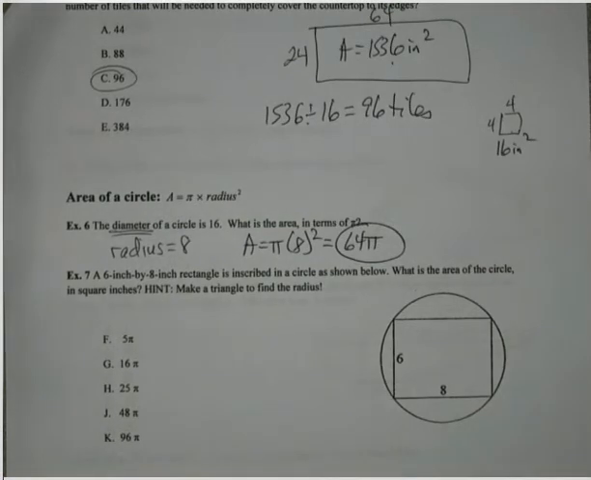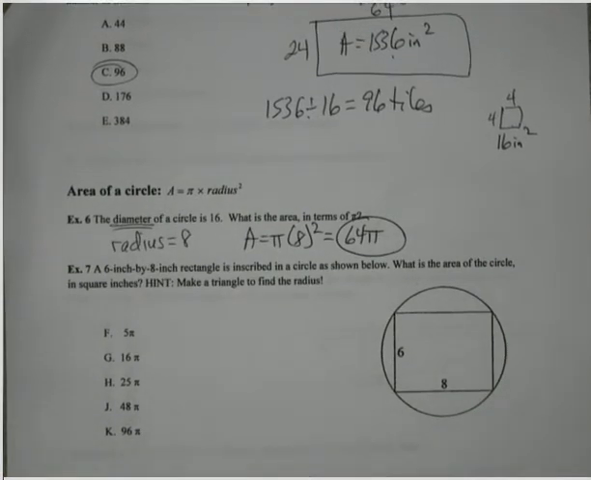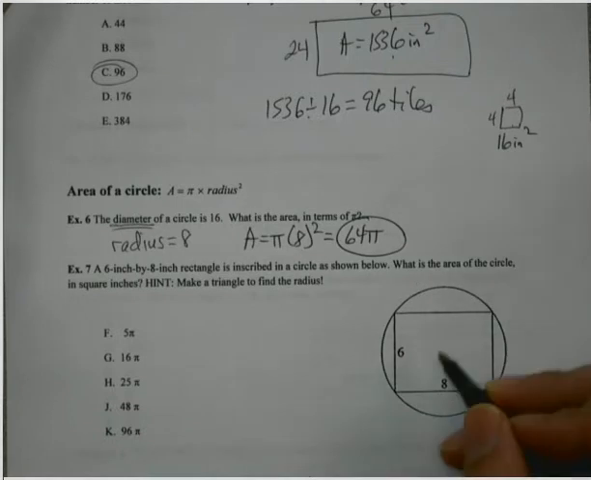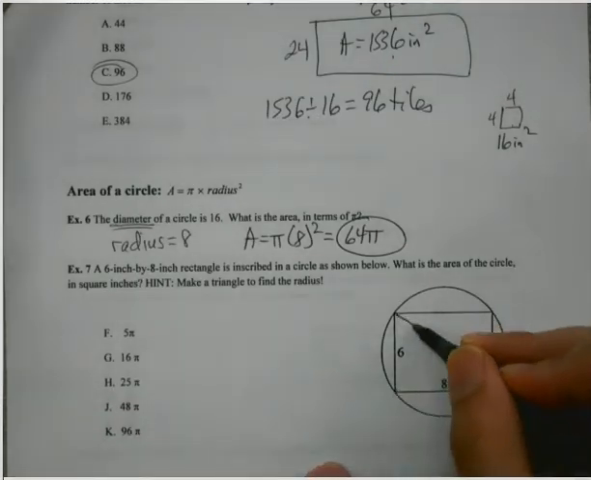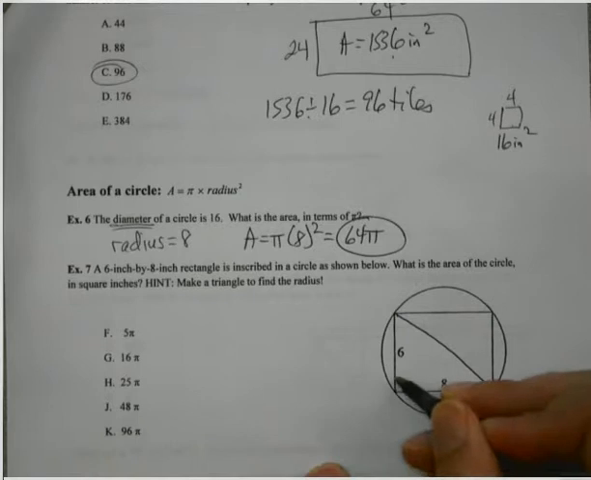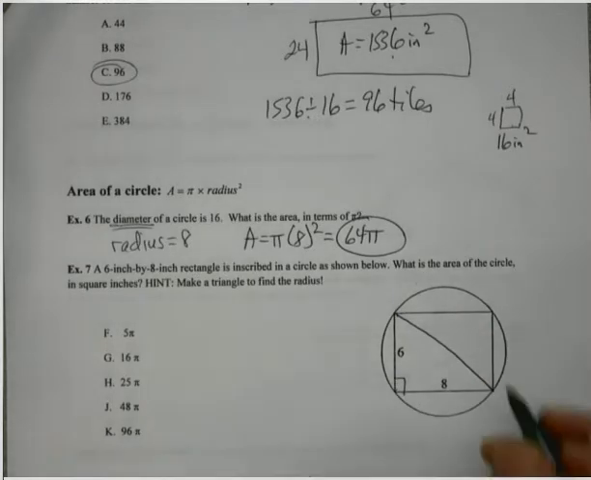Okay, example 7. A 6 by 8 inch rectangle is inscribed in a circle as shown below. Just means it's stuck inside of it. What's the area of the circle in square inches? Make a triangle to find the radius. So if I make a triangle, we know those are right angles. What could I do to figure out, in this case, the diameter, but that'll lead me to the radius?